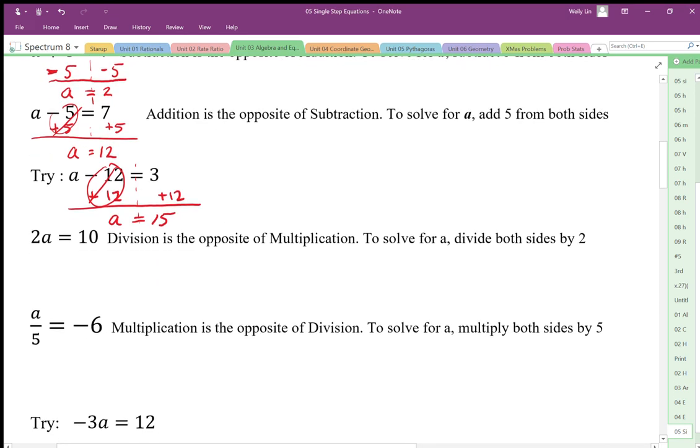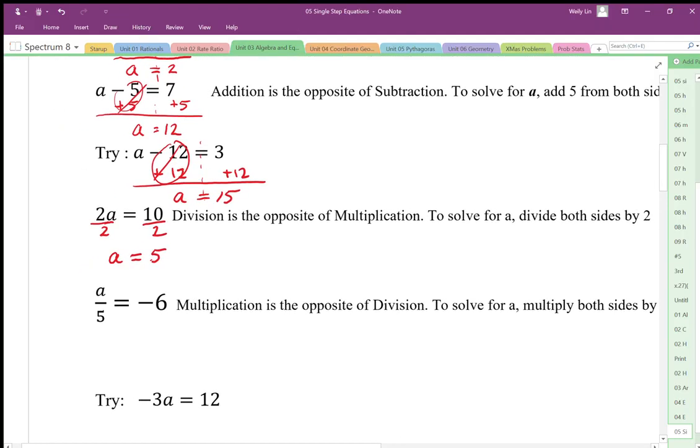So here I have 2 a's equal 10. So what I can do is undo this times 2 with a divide by 2. Okay, as long as I divide by 2 on both sides, I keep it all balanced, and I end up with 1a on the left hand side. On the right hand side it becomes just 5.